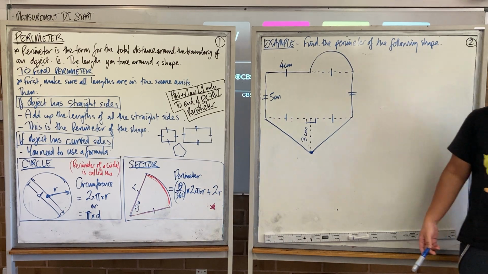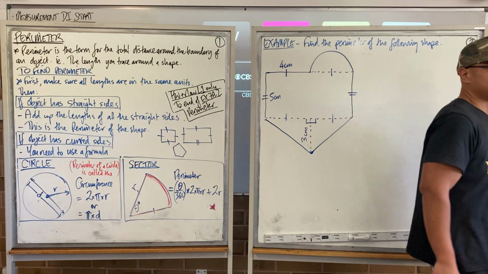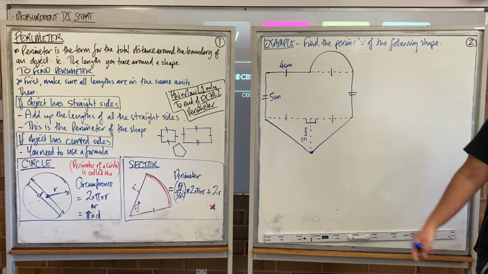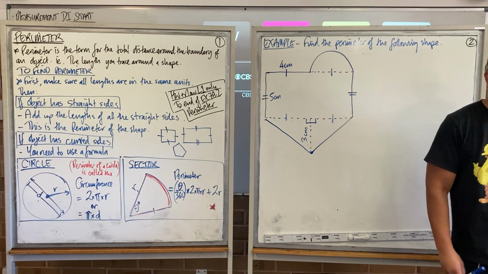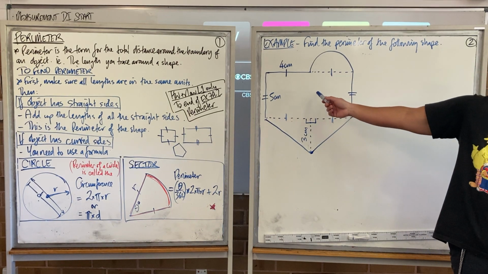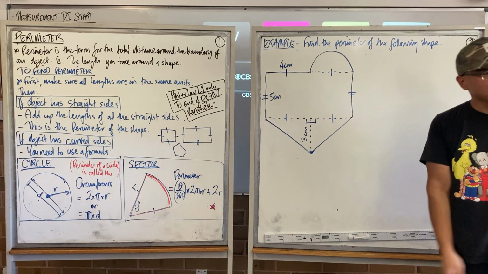Alright, I've only given you two rules here. How do I find the perimeter of an object that has straight sides? And then I gave you a couple of formulas for a circle and part of a circle. Now you're probably telling me, Mr. T, what the hell? That's not a circle, nor is it a rectangle or a square. But you should be smarter than that. You're in about year 11, okay?